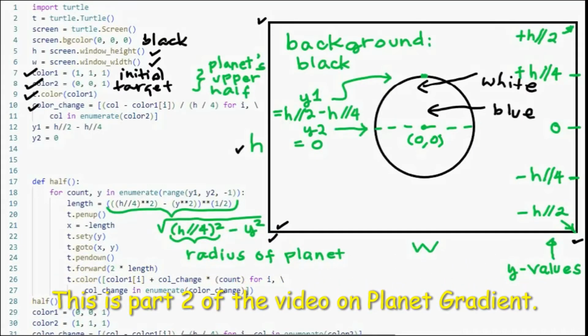We're starting creating the planet at y sub 1. This is the upper tip of the planet, and we are ending with the first half of the planet at y sub 2. Y sub 2 is the equator of the planet.